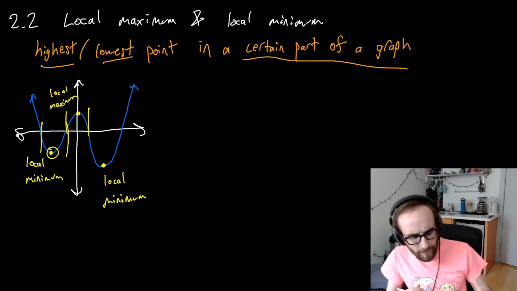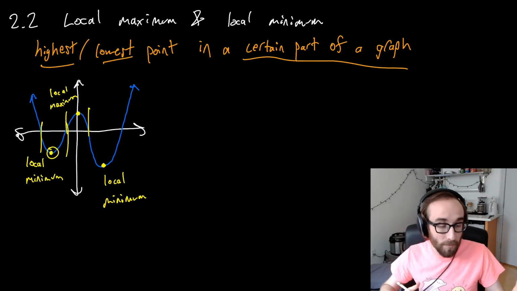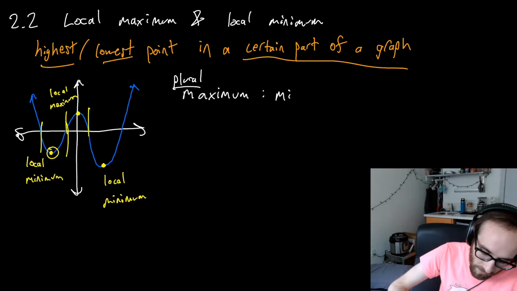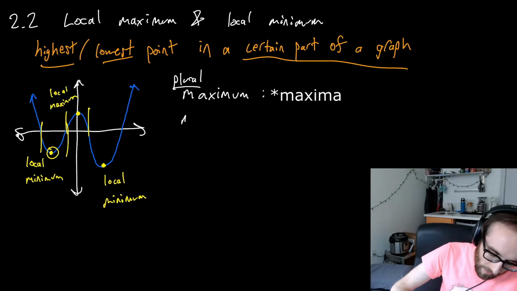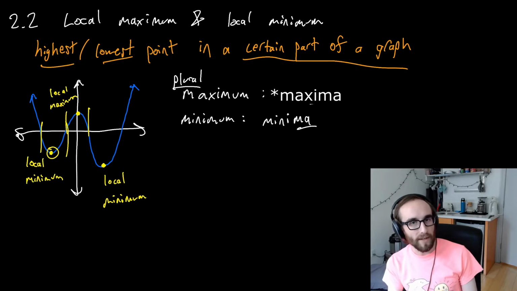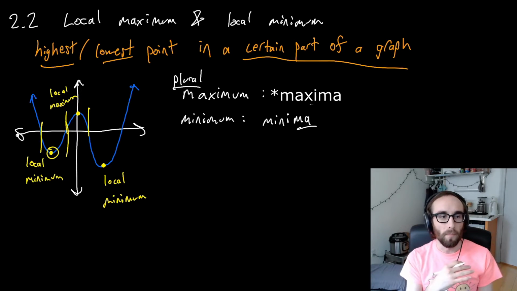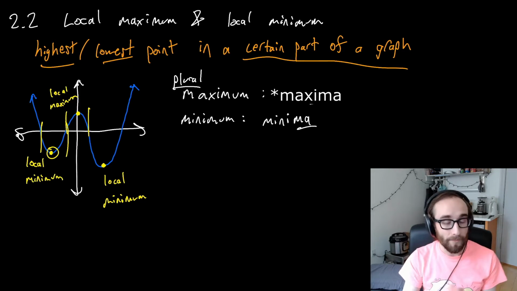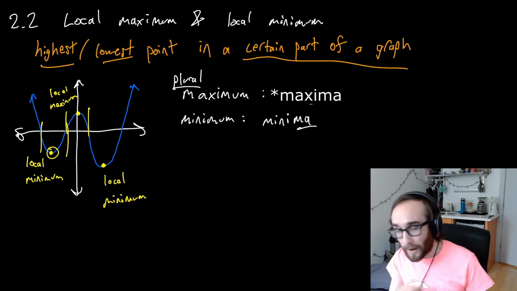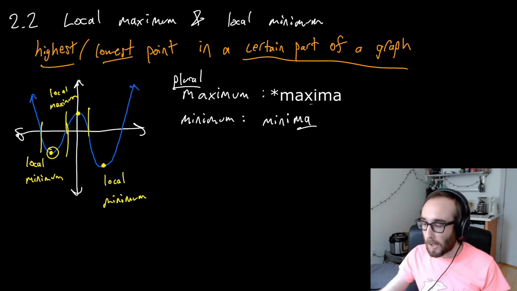All right, so this is how we can identify or see local minimum and local maximum points. Right now I want to clarify the plural. You might see the plural for maximum is maxima. And then the plural for minimum is minima. So we just replace that end part. So when I say maxima or minima, I'm just talking about more than one minimum or maximum point. Here we have two local minima on our graph. Now let's take a look at our definition from our book.